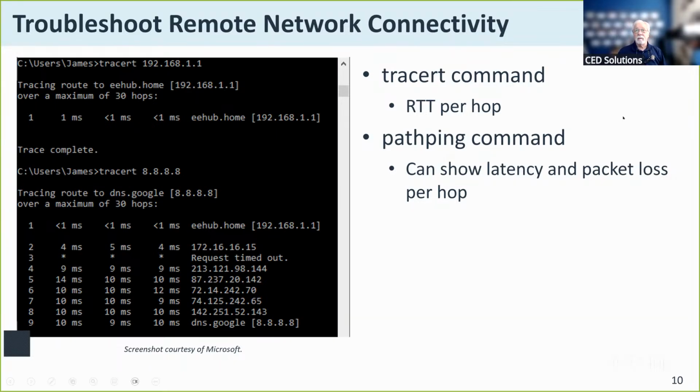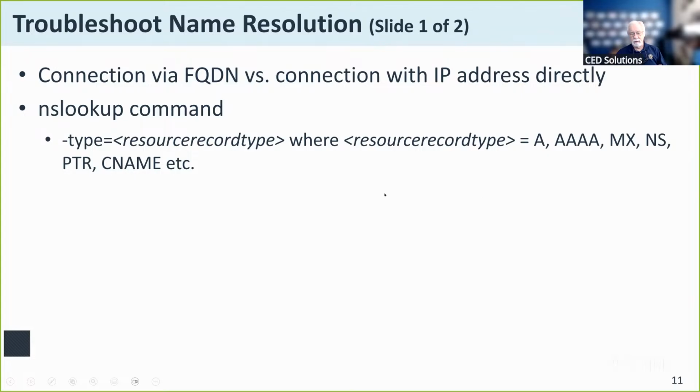The pathping command is sort of a combination between traceroute and ping together. It gives me a little bit more detail. It'll give me a more accurate latency time between hops in milliseconds as well.